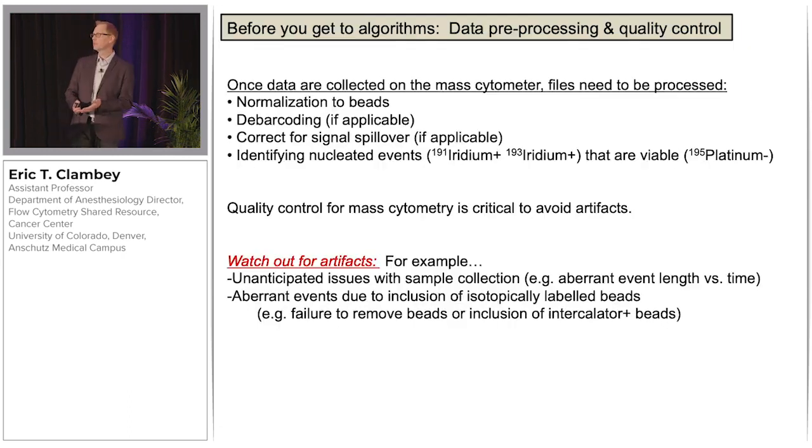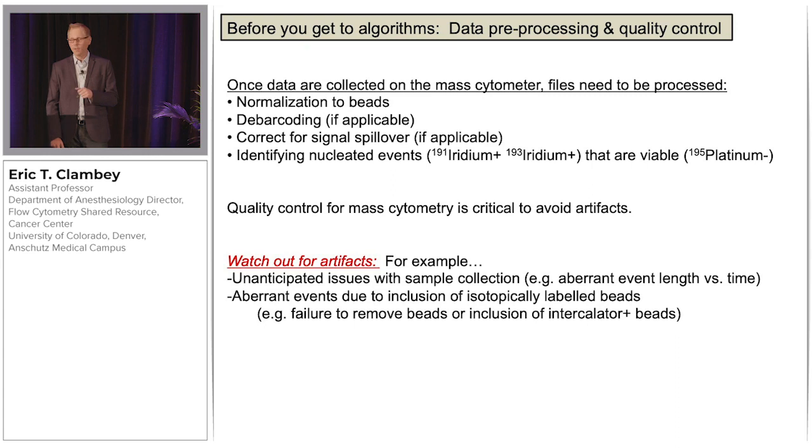So the first thing is data pre-processing and quality control. Once your data are collected on CyTOF, of course, those samples need to be normalized to beads. You might need to debarcode. You might need to correct for signal spillover. And ideally, you can identify your nucleated viable events.